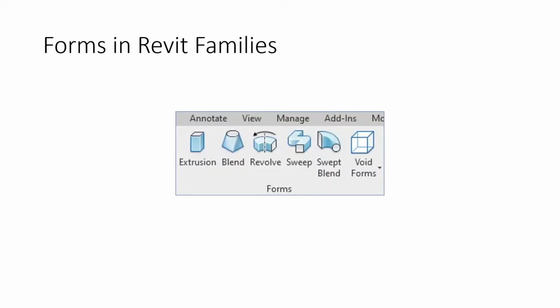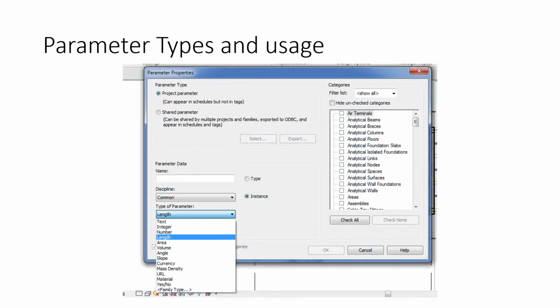So that we'll see. Here you can see extrusion, blend, revolve, swept blend, sweep. If you master the 5 tools, then you can make any family. And when you're making the 3D model, how to add parameters to the 3D model is important. We have different types of parameters: length parameter, text parameter, material parameter, yes or no parameter, family types parameter. So we have to know all these parameter types.